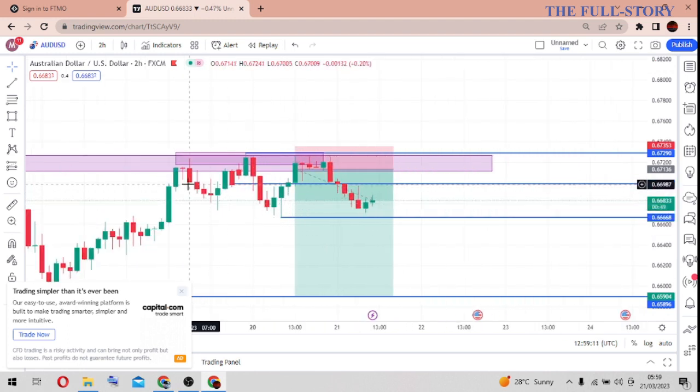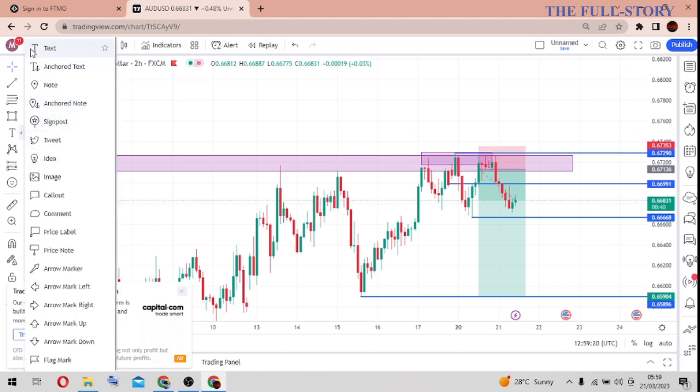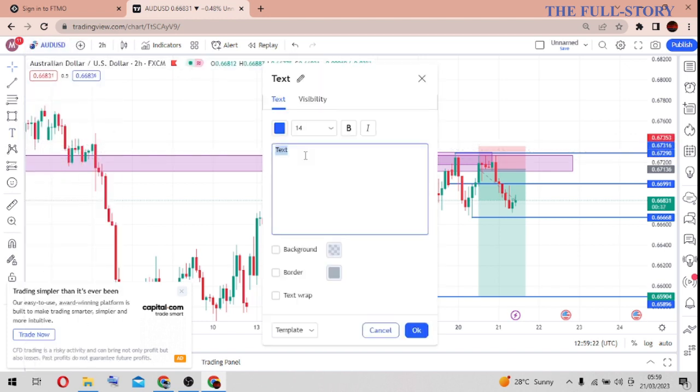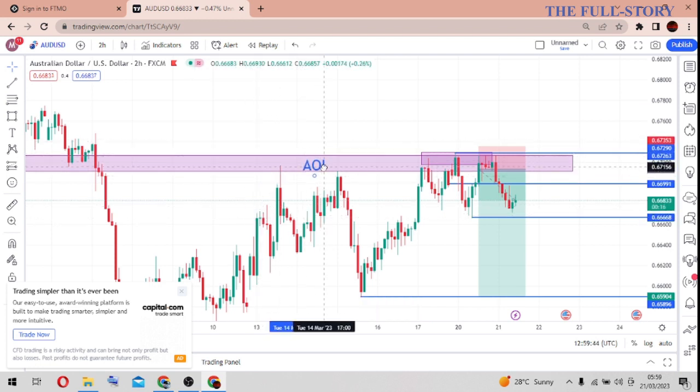So we see price coming back to make the first touch into the zone. This is the area of interest. If I'm to mark out this zone, I'll just say okay, this is the area of interest. Let me increase the size a little bit. Okay, this one is small. So this is the area of interest.